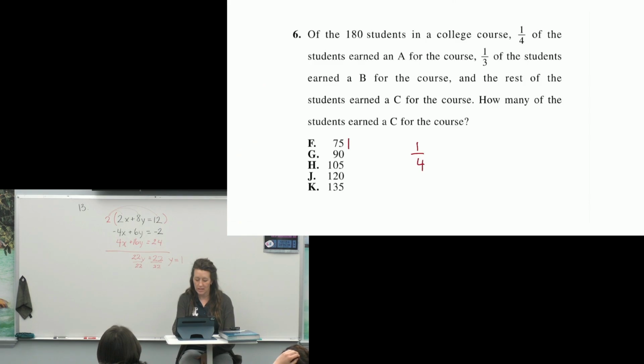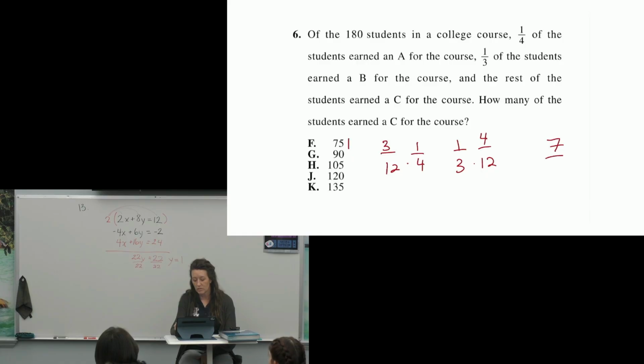A fourth get an A, a third get a B, the rest earn C. We want to turn this to 12, is that what you said? Yeah, make the common denominator 12. Great. So we multiply that by 3, this by 4. So we have 3 plus 4, we would have 7/12, and we want to know what's left. 5/12. So then we know what 5/12 of 180 students is, right?